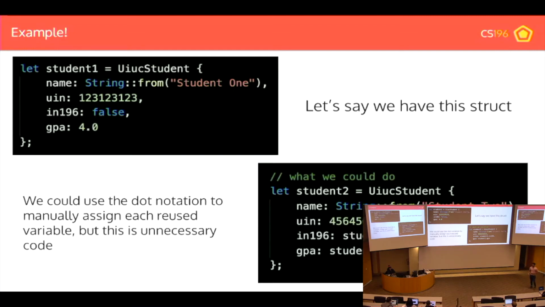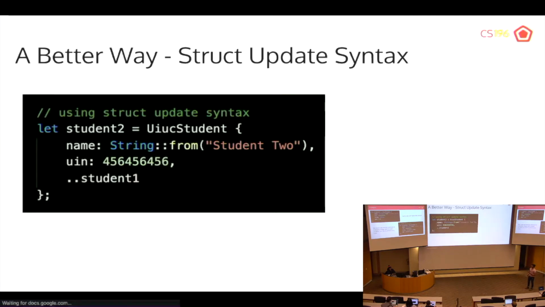And we could use the dot notation to copy the values from student1, but this is unnecessary code and it can get messy with bigger structs. So there's a better way to do this. We can use what's known as struct update syntax.